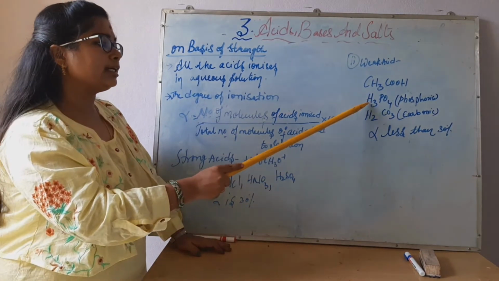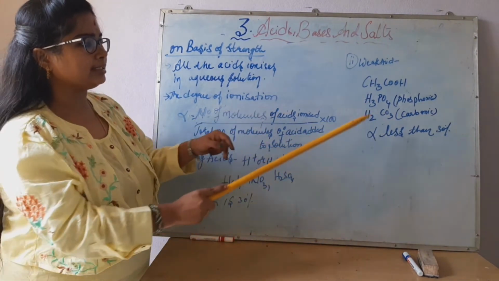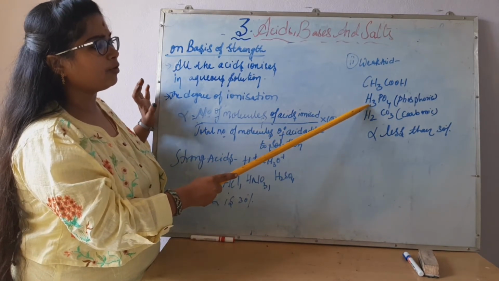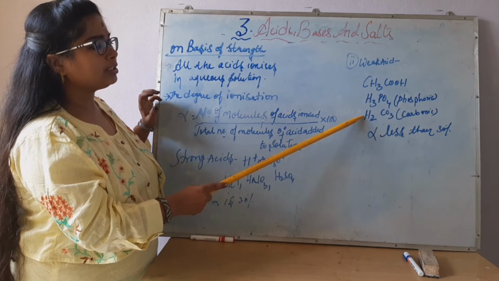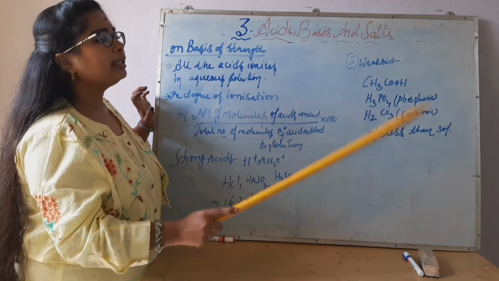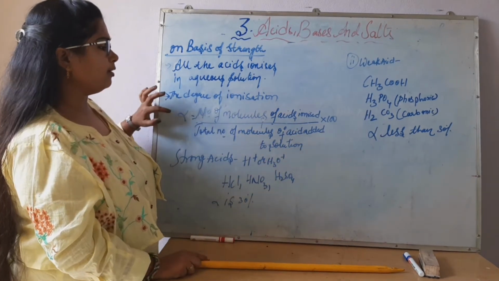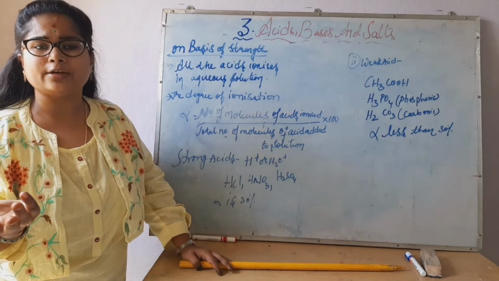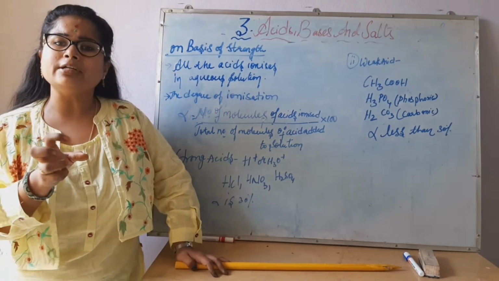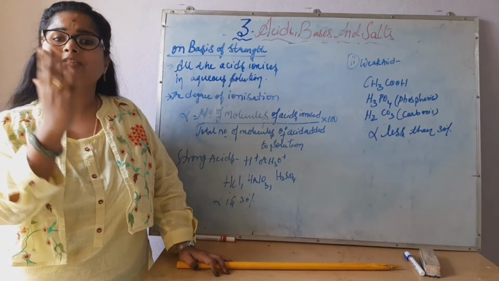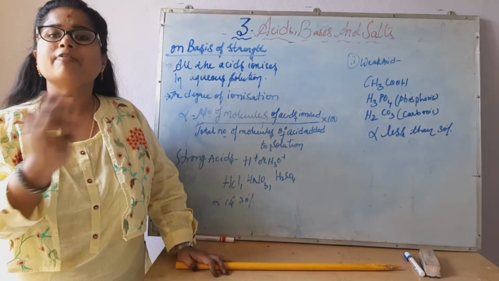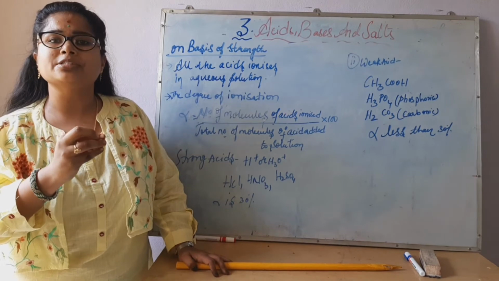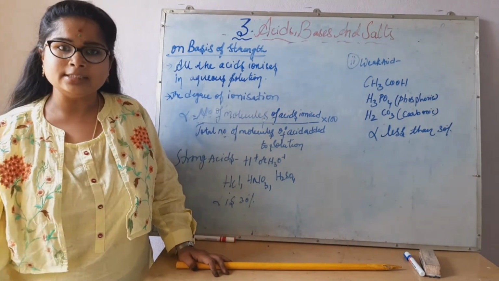These are the weak acids: CH3COOH, acetic acid, H3PO4, phosphoric acid, H2CO3, carbonic acid. Their degree of ionization is less than 30%. Degree of ionization is nothing but the splitting of the hydrogen atom. The strength of an acid depends upon the dissociation of the ions from it when it is added to the aqueous solution. Only in the aqueous solution is it going to split and act as an acid.